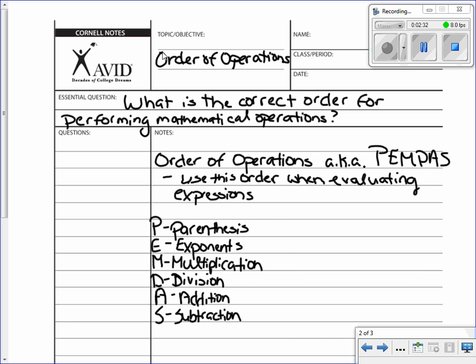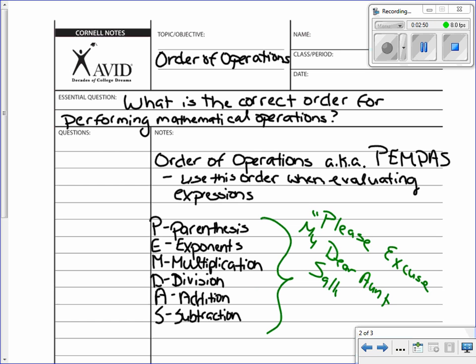You might know this as, please excuse my dear Aunt Sally. This is just a way that people remember the order of operations. This phrase, the PEMDAS.